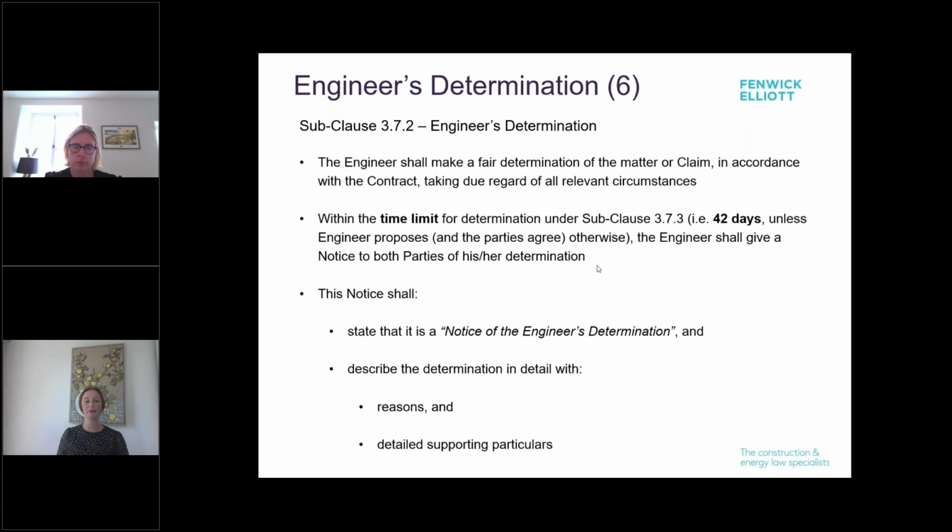So if the engineer then has to give a notice of determination, it has 42 days in which to reach its decision and to issue this notice. And the notice, again, has to state on the face of it that it is a notice of the engineer's determination, and it has to describe the determination in detail, not just with the supporting particulars that would have been required in the 99 edition, but also now the engineer must expressly give reasons for its determination under subclause 3.7.2.